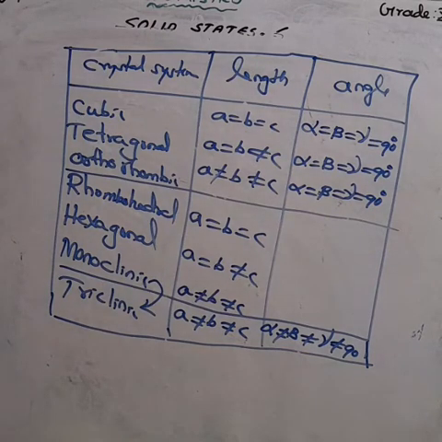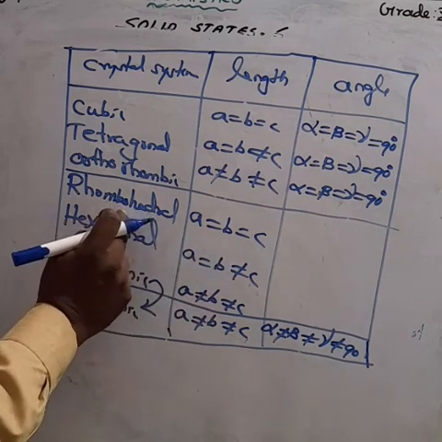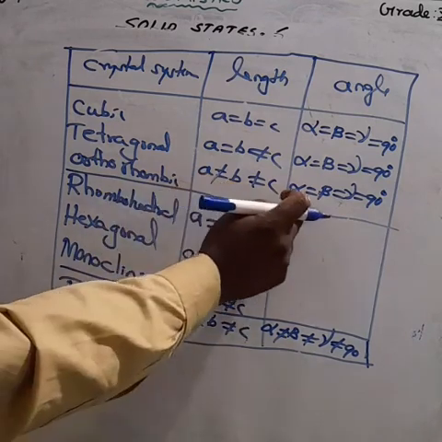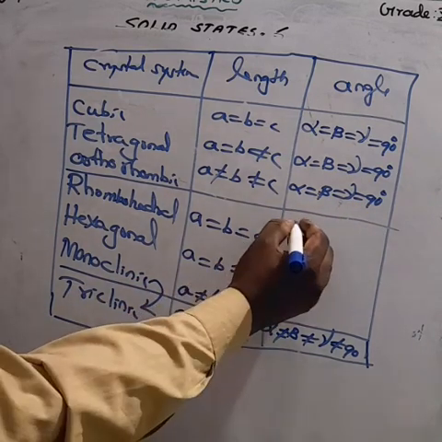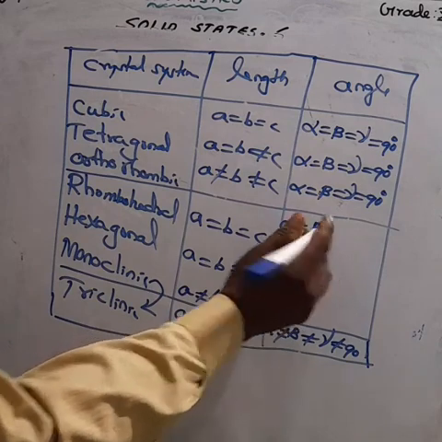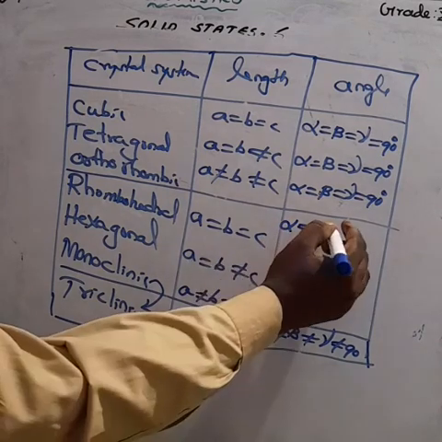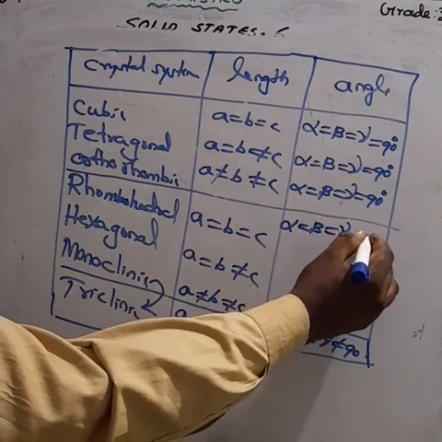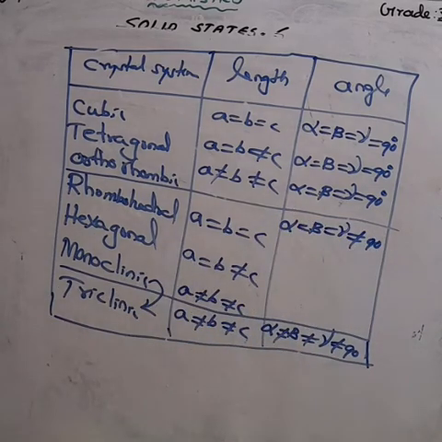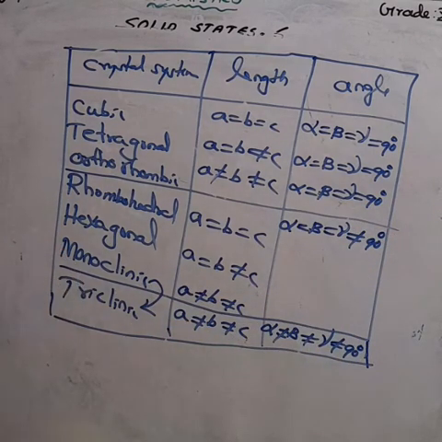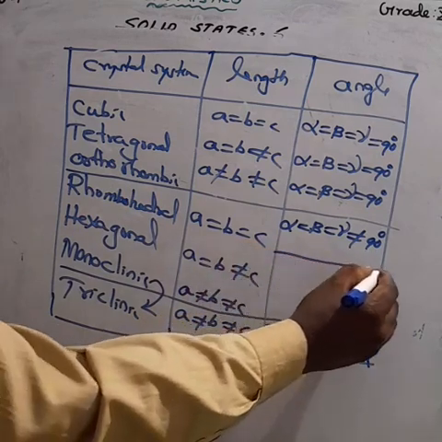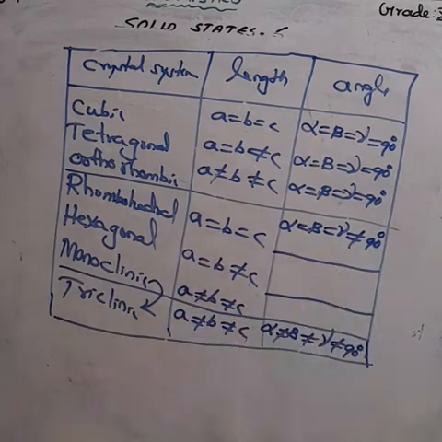After the seventh, four are done. Then we have to write the remaining two. Come to the fourth one: alpha is equal to beta, beta is equal to gamma, but it is not equal to 90 degrees. So out of seven, five are done, and the remaining two, the fifth and sixth, have a small change.